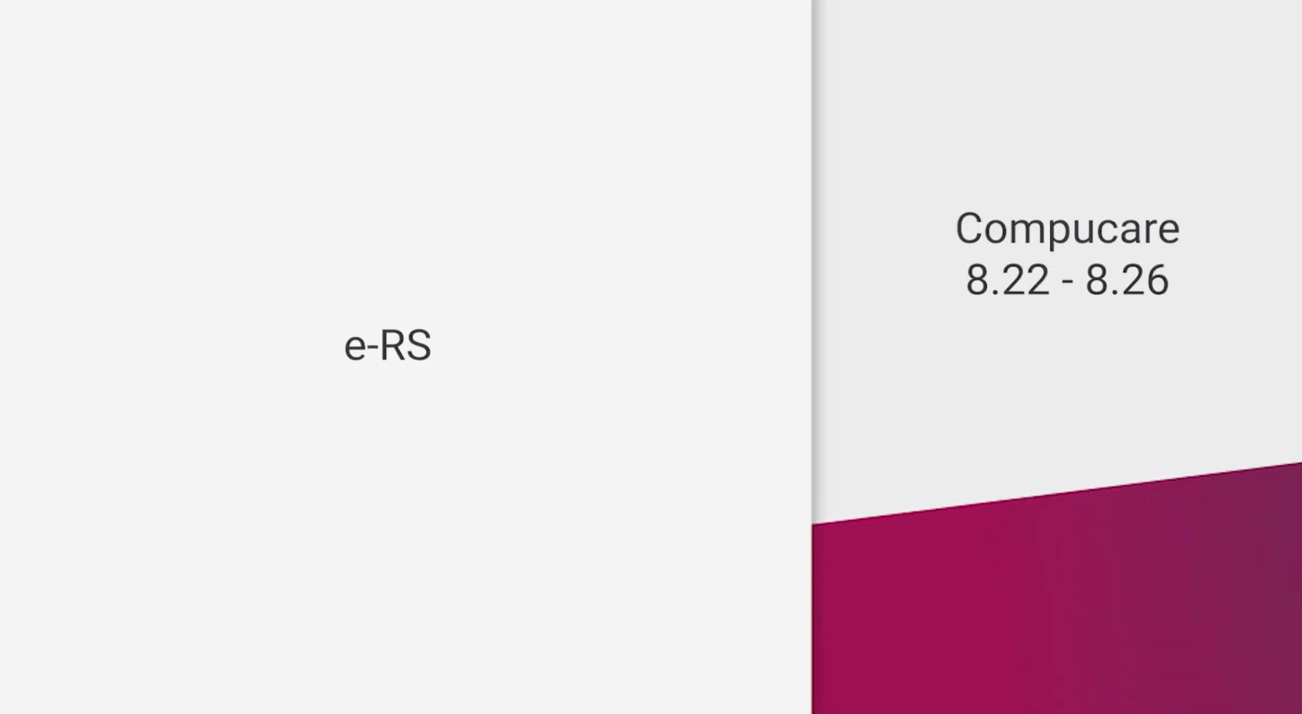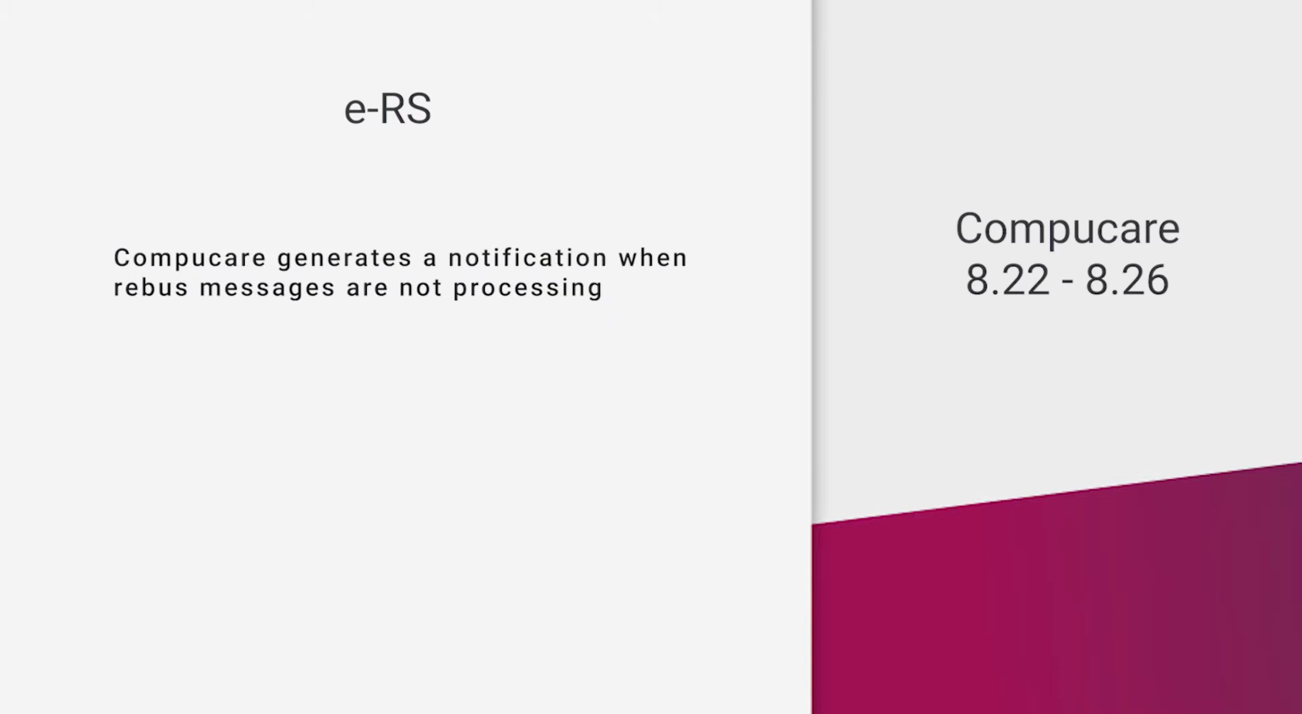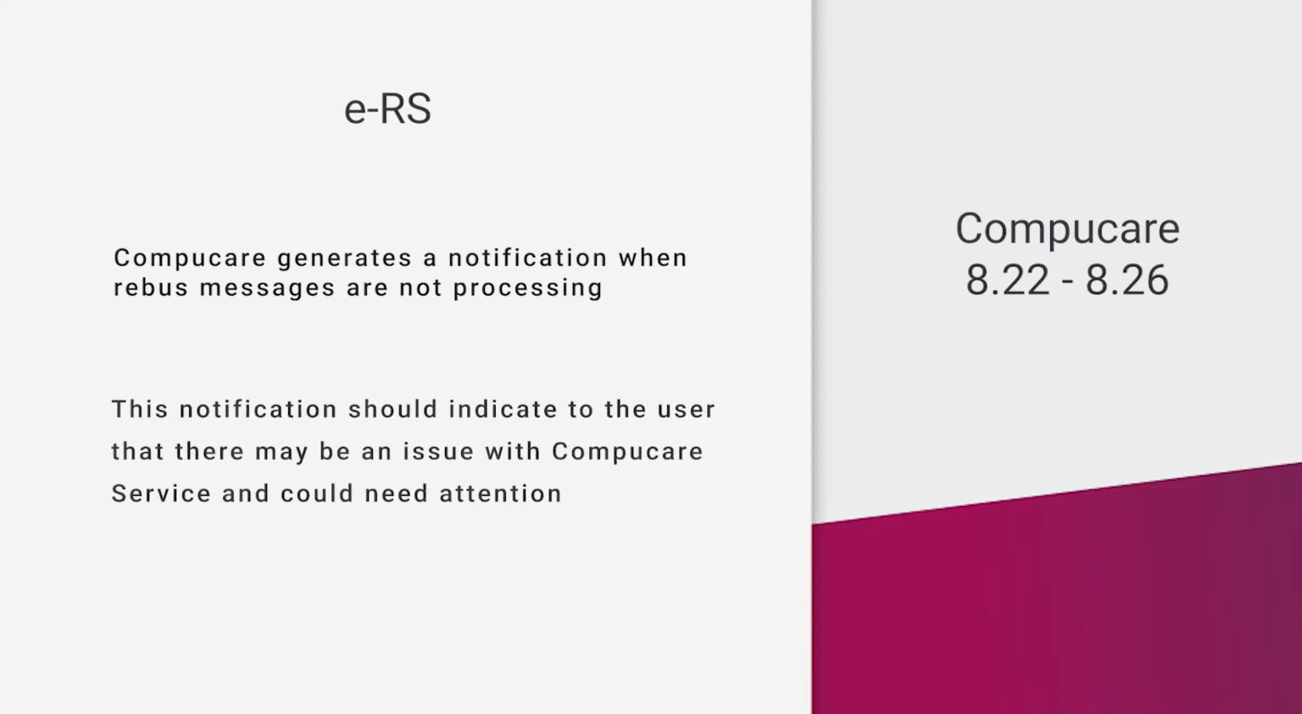ERS. Compucare will generate a notification for administrators when the rebus messaging are not processing, and therefore no outbound notification messages from Compucare are being sent to ERS. This notification should indicate to the user that there may be an issue with Compucare's service and could need attention. The notification is titled ERS Rebus Queued Messages. The notification also shows in Compucare's Notification Centre.